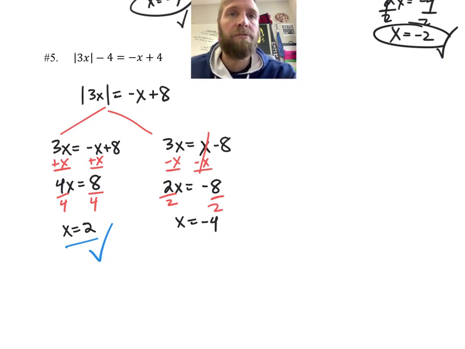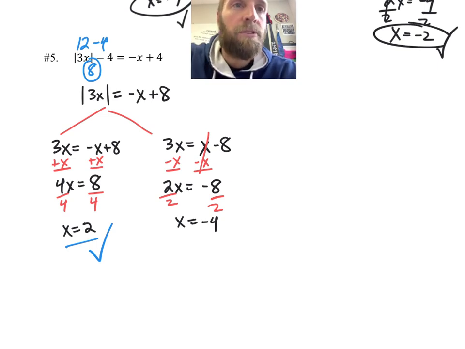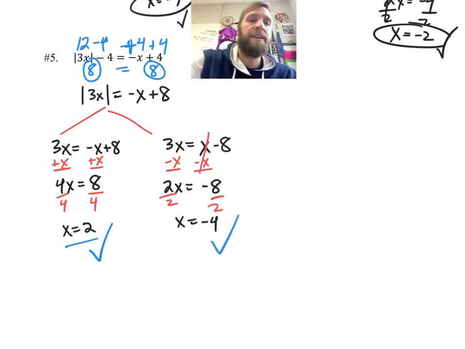Cool, now we're going to go ahead and plug in the other one and see if the other one works. Negative 4. 3 times negative 4 is negative 12. The absolute value turns it positive. 12 minus 4 is 8 on this side. And on the other side, a negative 4 plugged in with a negative is actually turned to a positive 4. A positive 4 plus 4 is also 8. Those equal, so that is a solution. Both of those work for the last one.